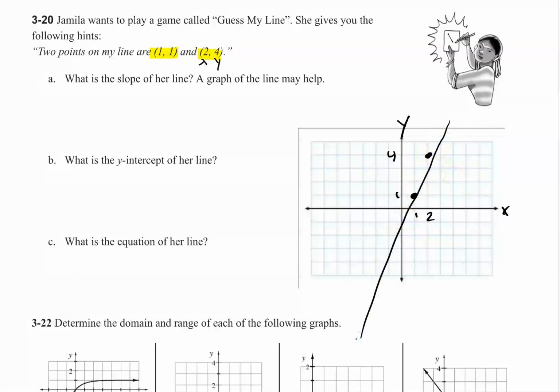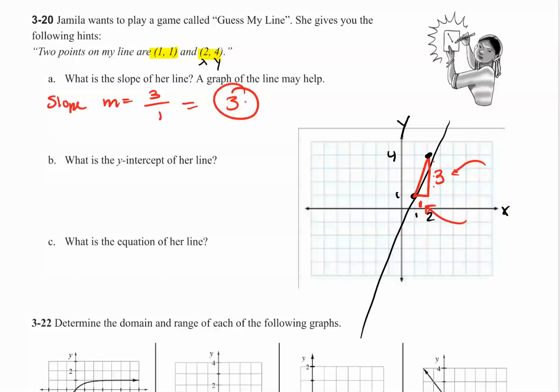All right, so that's kind of our line. How do we get the slope? Well, let's try making a slope triangle. The run, or delta x, is 1. The rise is, count the spaces. There are 3 spaces. So the slope, m, is equal to rise divided by run. 3 divided by 1 is 3.